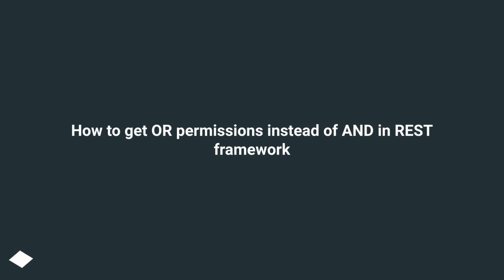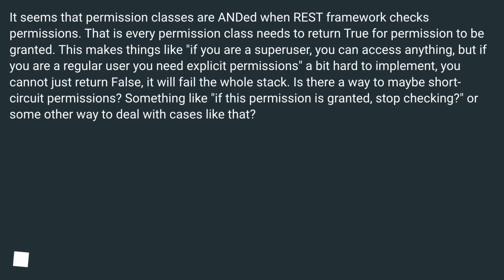How to get all permissions instead of and in REST framework. It seems that permission classes are ANDed when REST framework checks permissions. That is, every permission class needs to return true for permission to be granted.